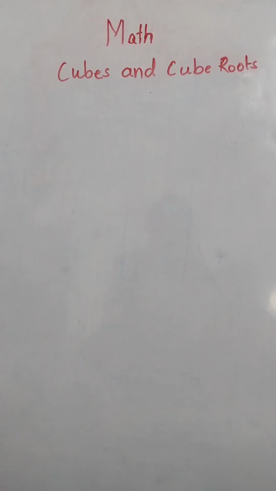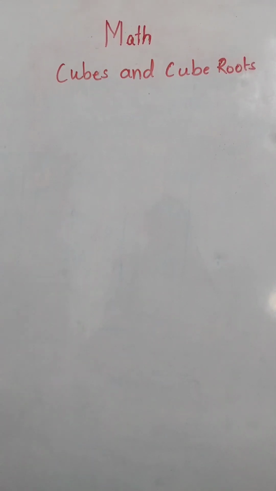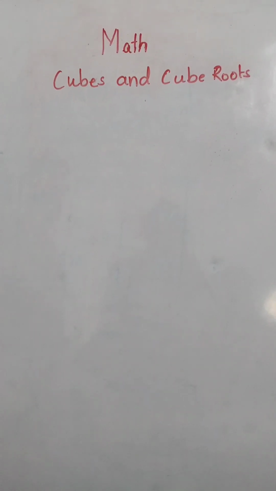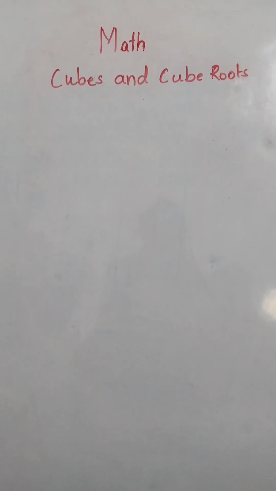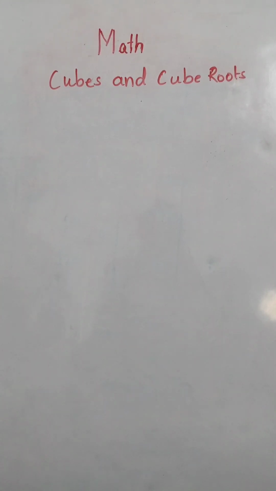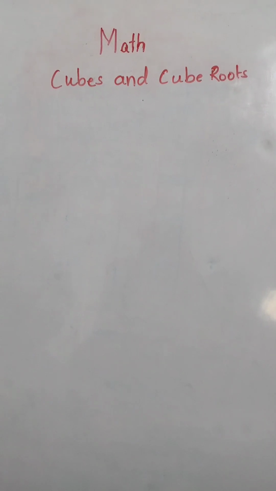So let's take, for example, 1. 1 cube will be 1, 2 cube is 8, 3 cube is 27, 4 cube is 64. It goes on getting bigger and bigger, and it escalates even quicker than square numbers.